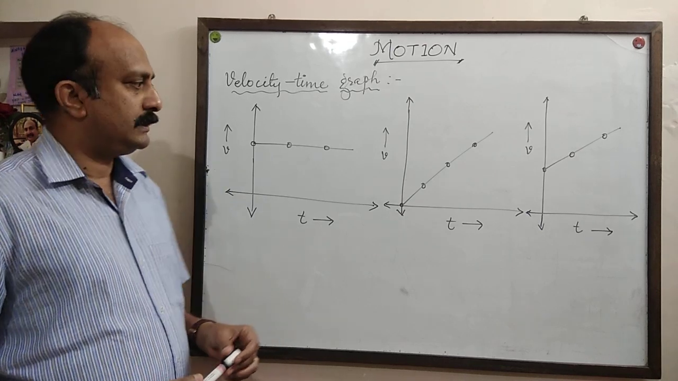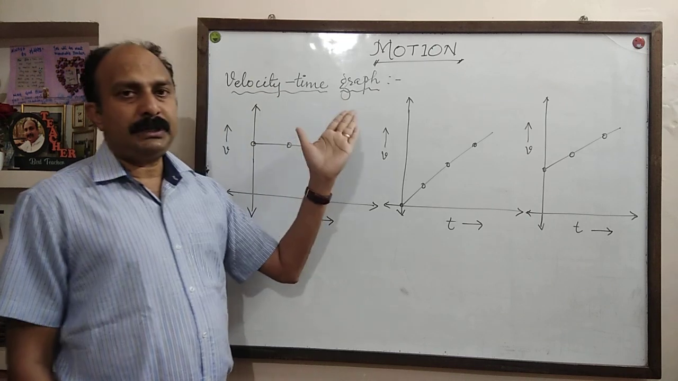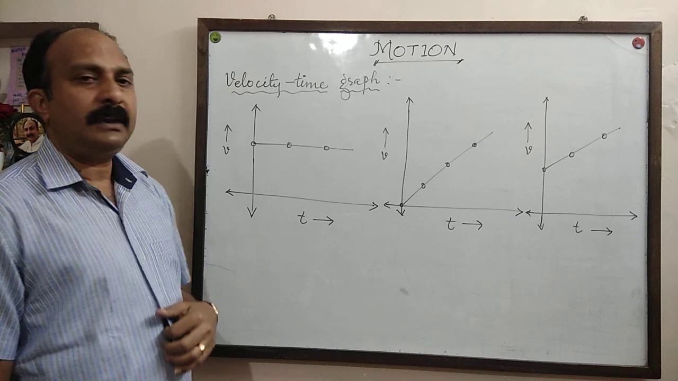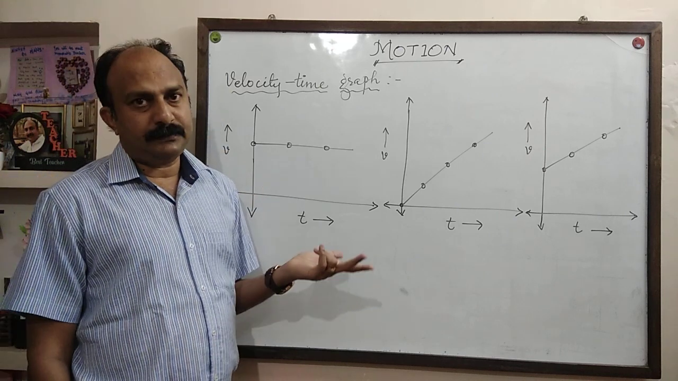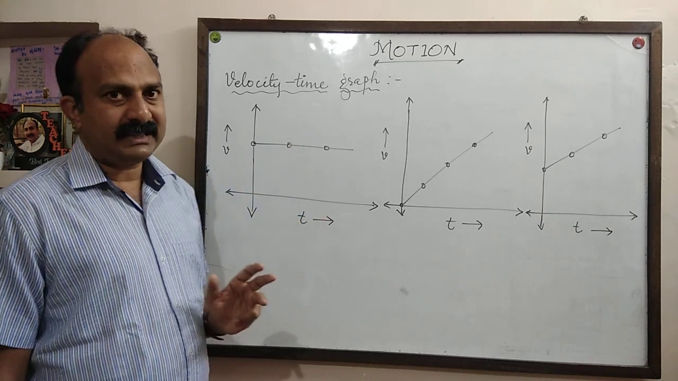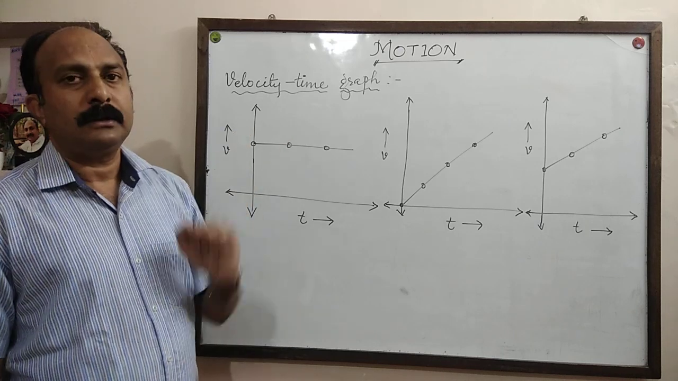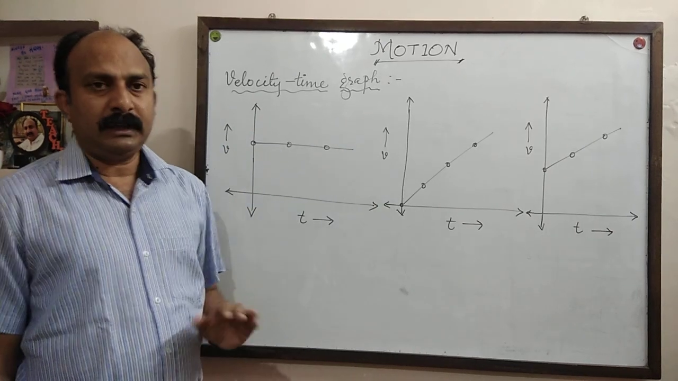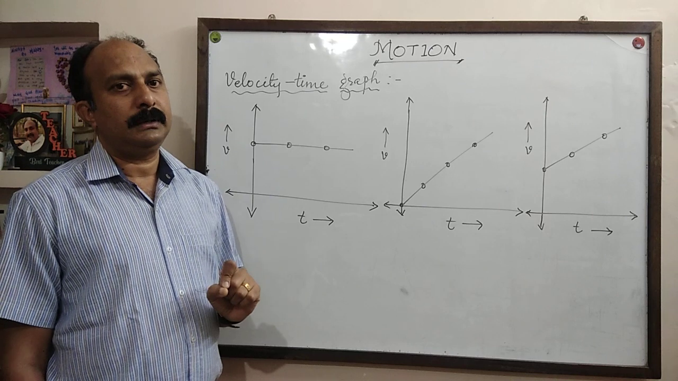Hello students, this is the continuation of motion class 9 physics. In the previous class we have studied about various types of velocity time graphs. Velocity time graph for uniform acceleration, for non-uniform acceleration and for constant velocity. Once again I am coming to that velocity time graph for teaching you one more point.